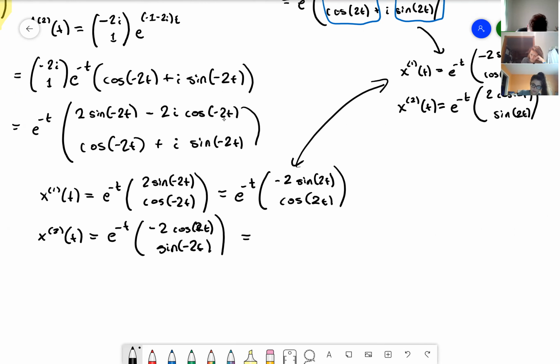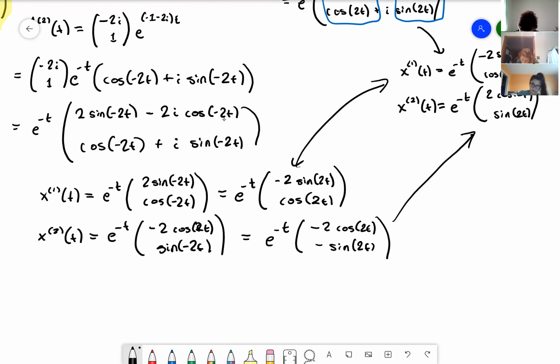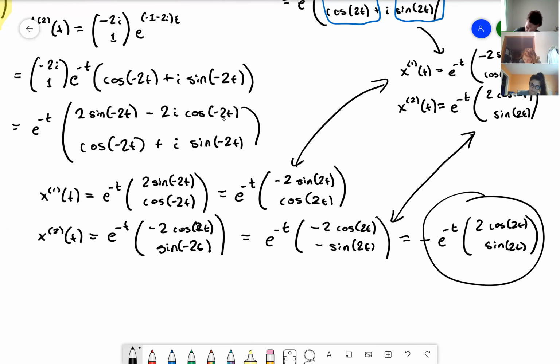And for x2, we get e to the minus t, minus 2 cosine of 2t and minus sine of 2t. And well, we don't get the exact same thing here. We get that this is equal to negative e to the minus t, 2 cosine 2t, sine of 2t. So we get that this one is the negative of this one, but that's okay.